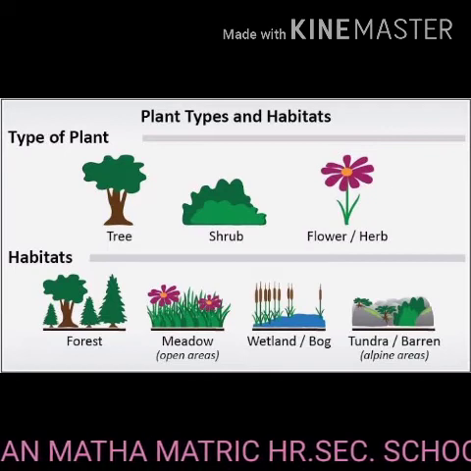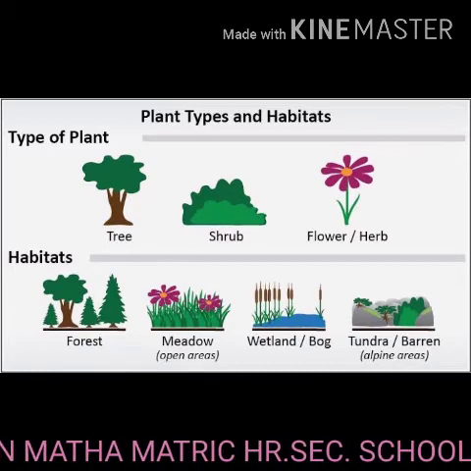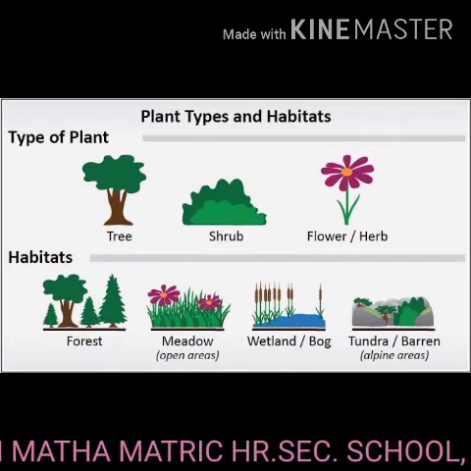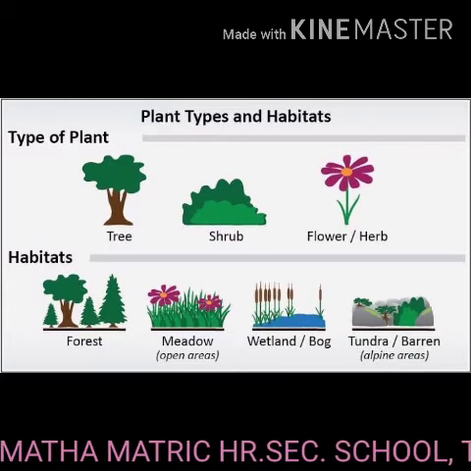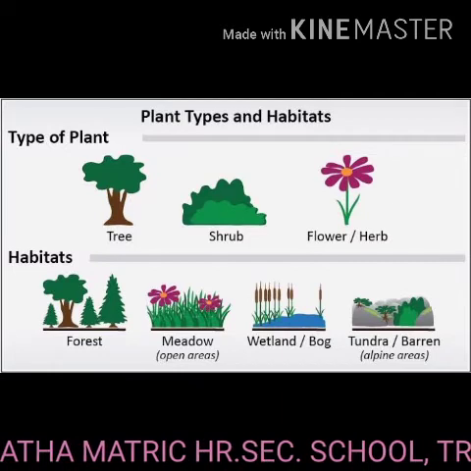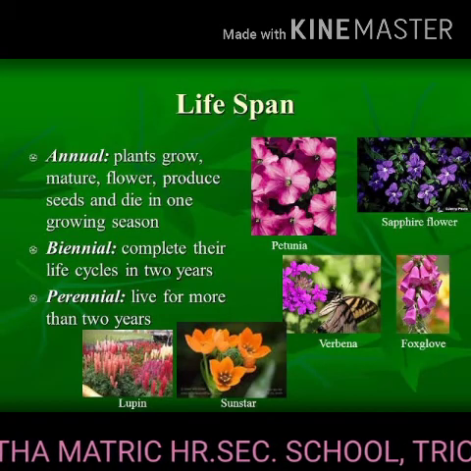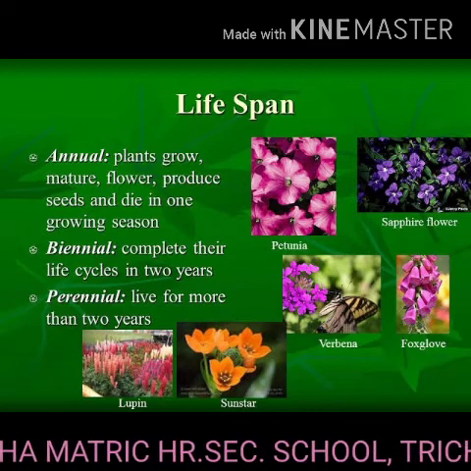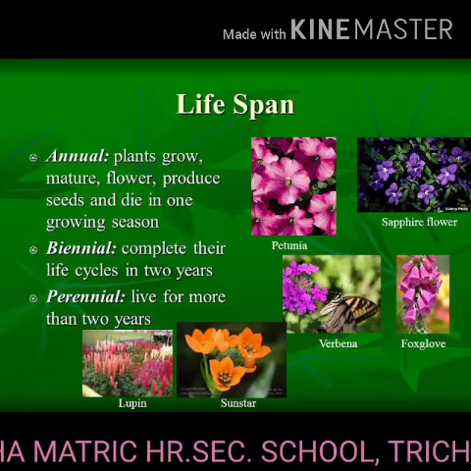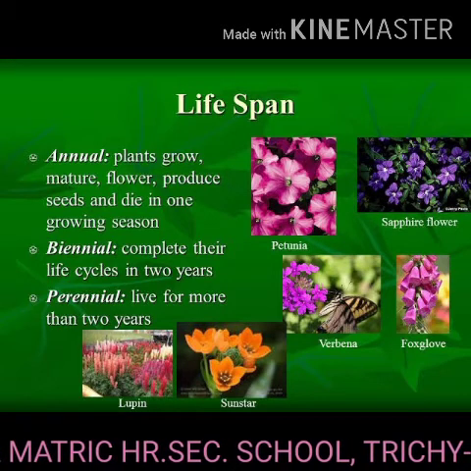Plant habitat. Depending upon where plant grows, habitats may be classified into two major categories: terrestrial and aquatic. Terrestrial. Plants growing on land are called terrestrial plants. Aquatic. Plants that are living in water are called aquatic plants or hydrophytes. Lifespan. Based on lifespan, plants are classified into three types. They are annual, biennial, and perennials.